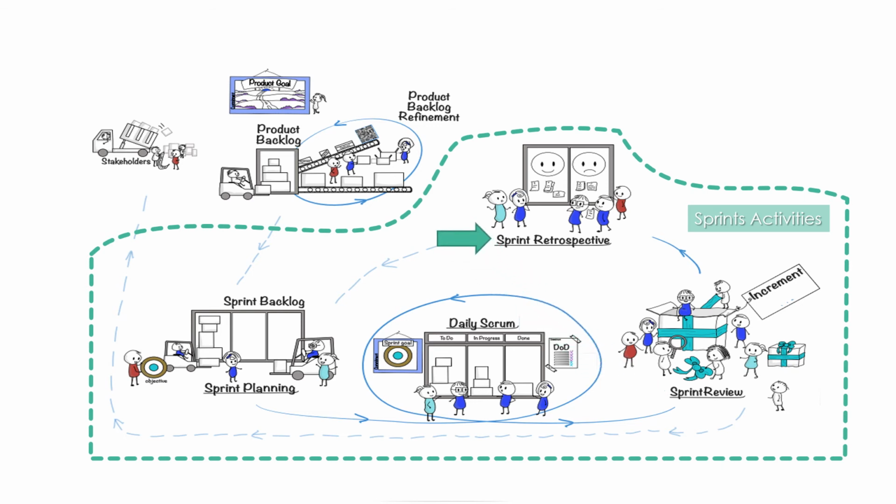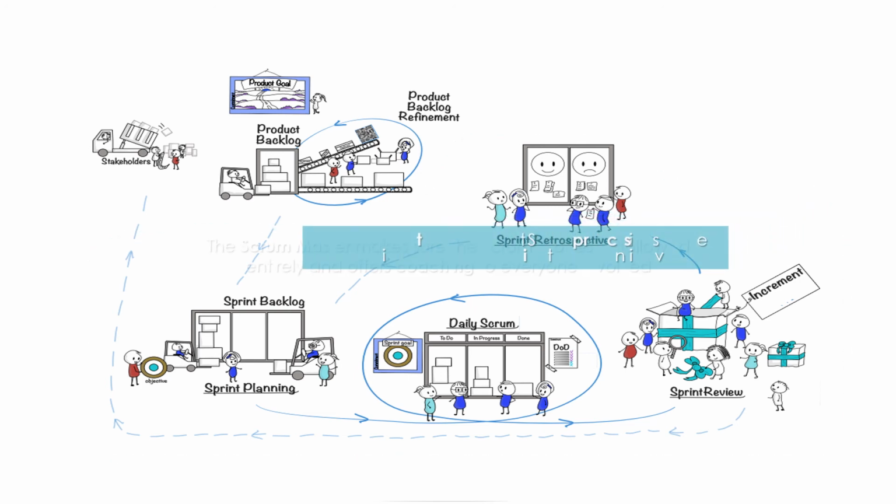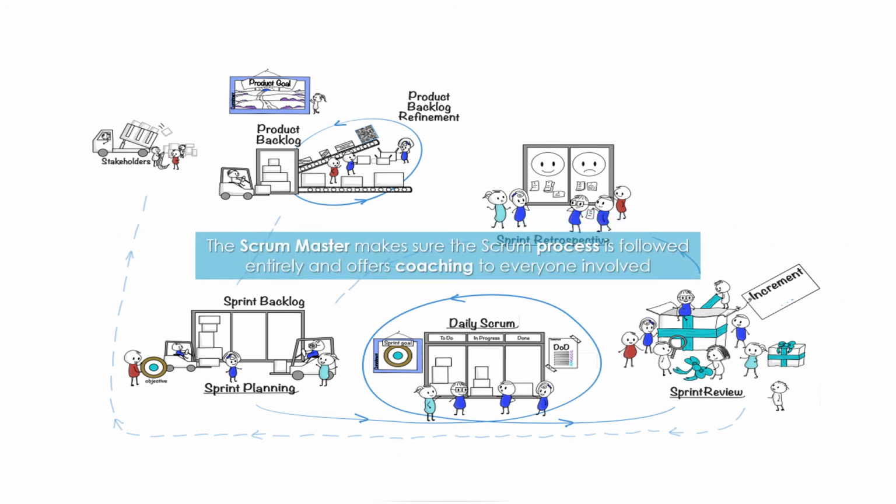The last activity is the Scrum retrospective meeting, where the team reviews the sprint and looks for ways of improving and lessons learned. The Scrum Master makes sure the Scrum process is followed entirely and offers coaching to everyone involved.